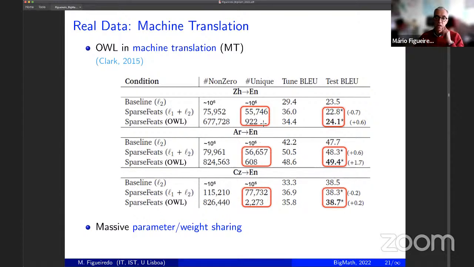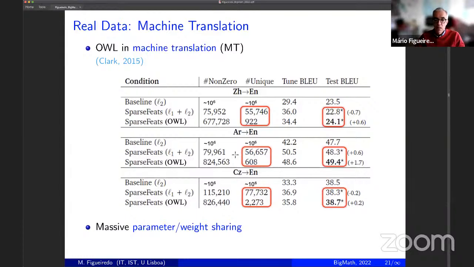But what's different here is that there is almost no parameter sharing. Among these 75,000 different parameter values, there are 55,000 different values. So there's no sharing at all. Whereas when you use OWL, you essentially do this sharing, which means that these 677,000 parameters share only 922 unique values. So there are thousands of coefficients that share the exact same value.